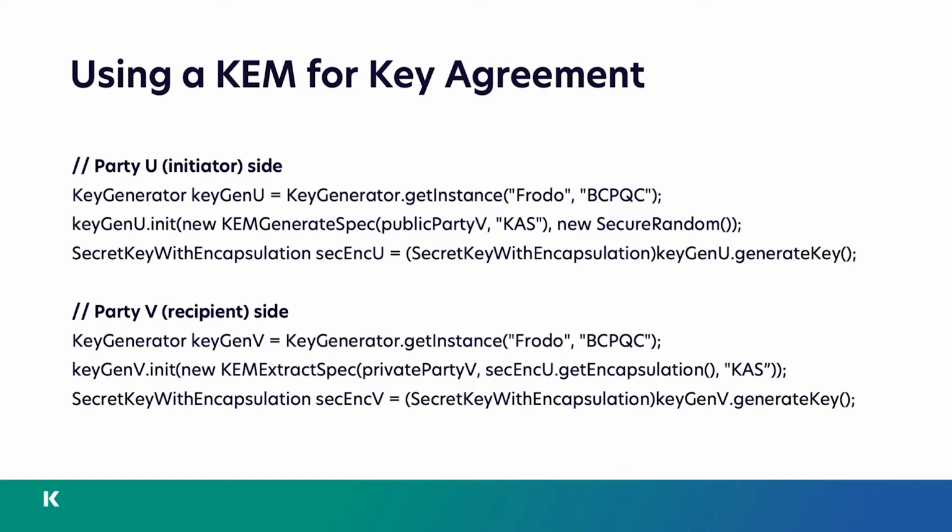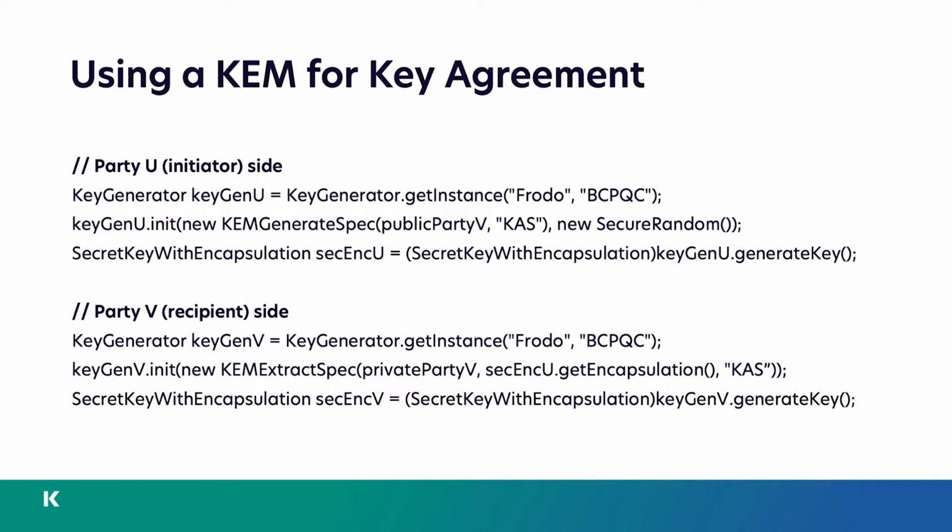If you look at this code, you can see it's very similar to what we looked at before in the low-level API. On the party U side, we're using public party V. It's generating, and we're passing it a KEM generate spec, and this returns a JCA level class secret key with encapsulation. Now, secret key with encapsulation is an extension of the actual secret key class, so you can actually use the get encoded value of that returns what was equivalent to get secret before. The encapsulation itself is available on a method which is get encapsulation.